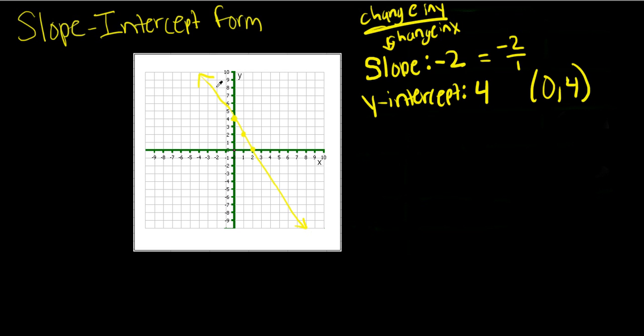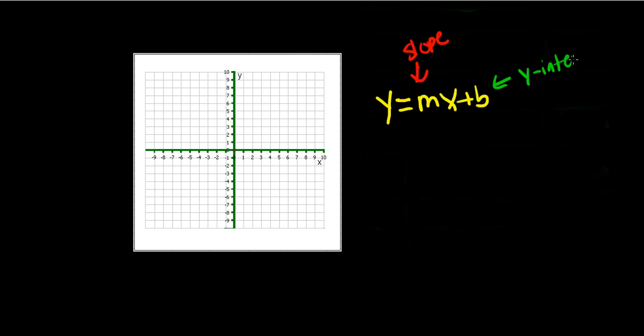Now we're going to talk about slope-intercept form of a linear equation. If a line has slope m and the y-intercept is b, then the line is described by the equation y equals mx plus b. In this equation, m is the slope, b is the y-intercept. x and y would just be the values of x and y.